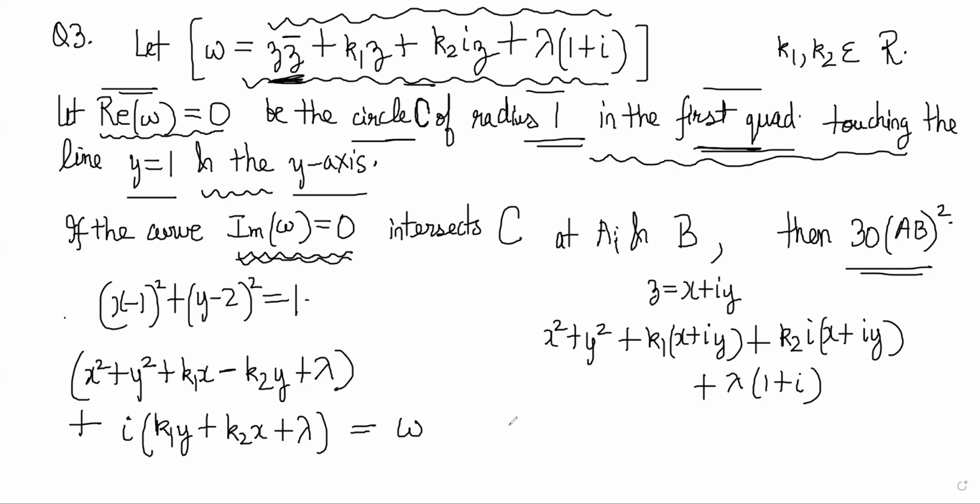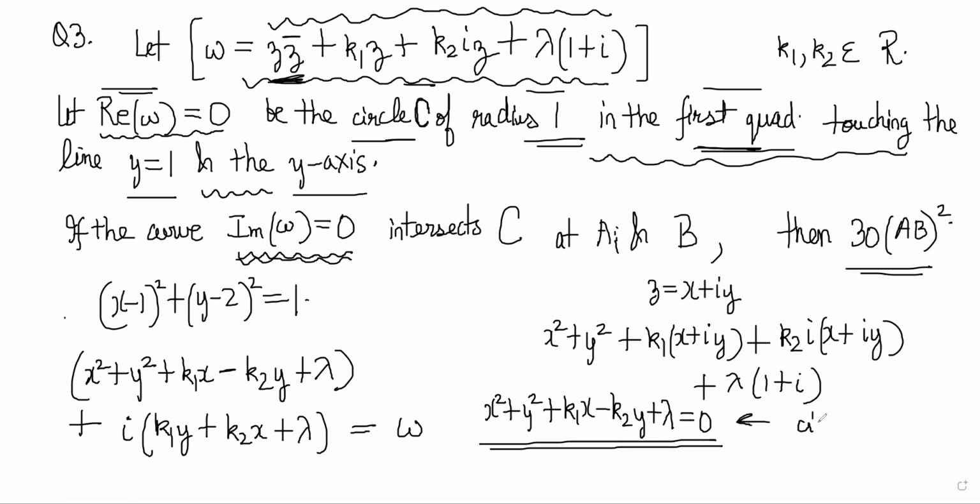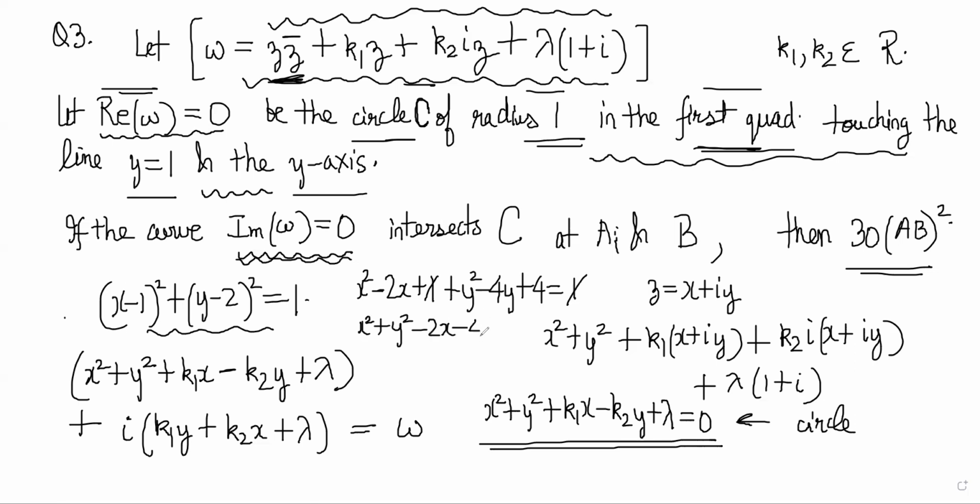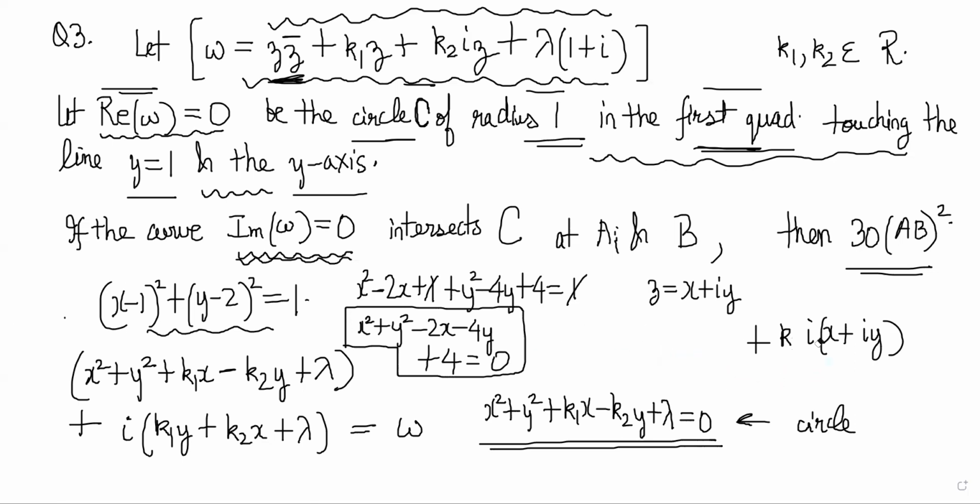So real part of this is 0, is basically the equation x square plus y square plus k1x minus k2y plus lambda equals 0, right? And this is clearly a circle. And now you can say that this is this circle. And this circle equation was x square minus 2x plus 1 plus y square minus 4y plus 4 equal to 1. 1 gets cancelled. You have x square plus y square minus 2x minus 4y plus 4 equal to 0, right? And since that is equal to this, we get basically K1, K2 and lambda. K1 is -2, K2 is 4, and lambda is 4, right?